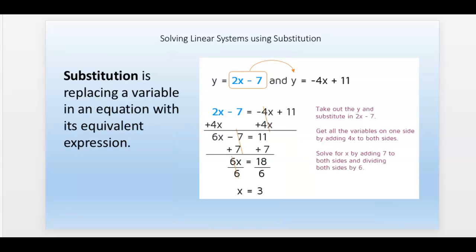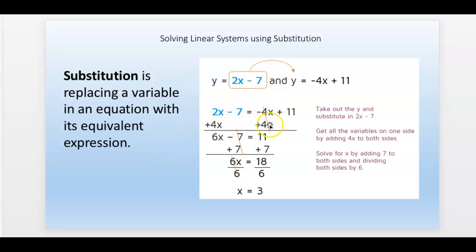Substitution is replacing a variable in an equation with its equivalent expression. So in this example, if y equals 2x minus 7 and y equals negative 4x plus 11, we can just take 2x minus 7 and replace it in where this y is. See, this really says y equals y. The blue expression and the black expression both equal y. And because they both equal y, they are equal to each other.